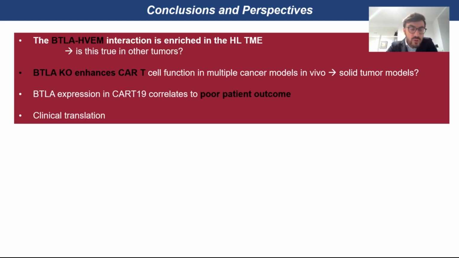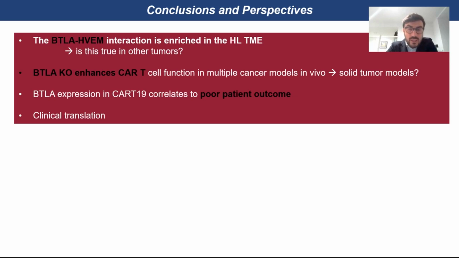The first story is about the role of the BTLA and HVEM axis in CAR T-cell immunotherapy, which we studied from patient biopsies of Hodgkin lymphoma. We then showed that BTLA knockout can be beneficial in multiple models as long as HVEM is expressed by the tumor or the microenvironment. Now, of course, we would like to explore more this role in solid cancers.